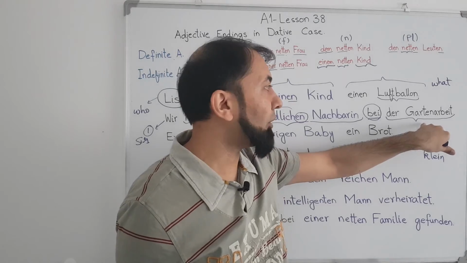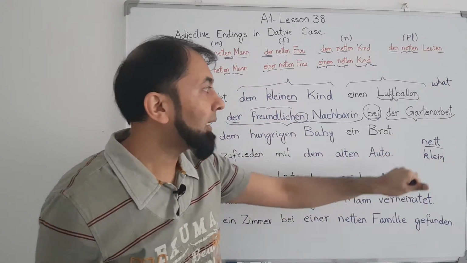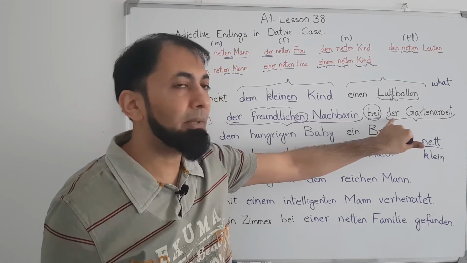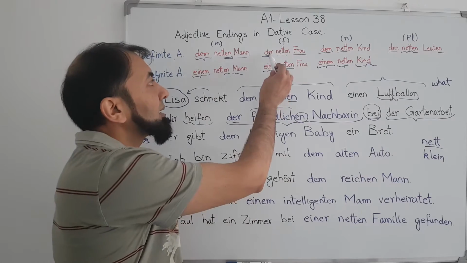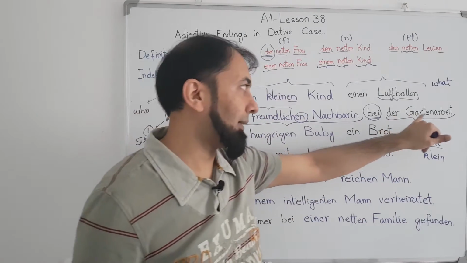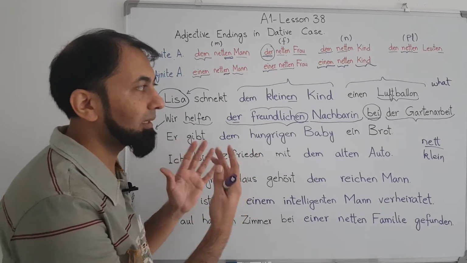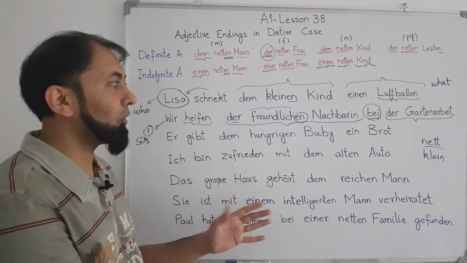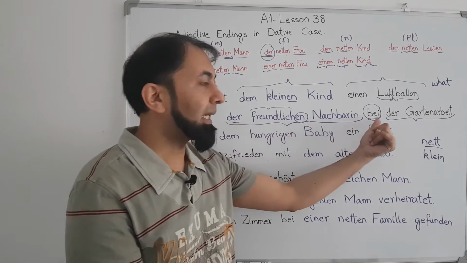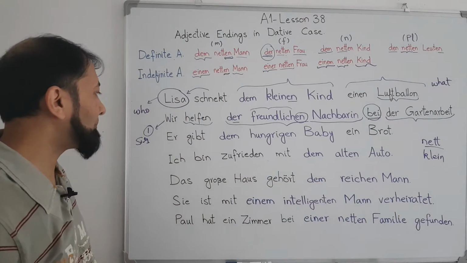What is the gender of Gartenarbeit? Gartenarbeit is a feminine noun. Therefore, the article for a feminine noun in the dative case will be der, and this is here. Therefore, we will use der Gartenarbeit. So this is a kind of sentence where we have used the dative case twice, because first we had a dative verb and second we have a dative preposition. Now let's move to the next example.